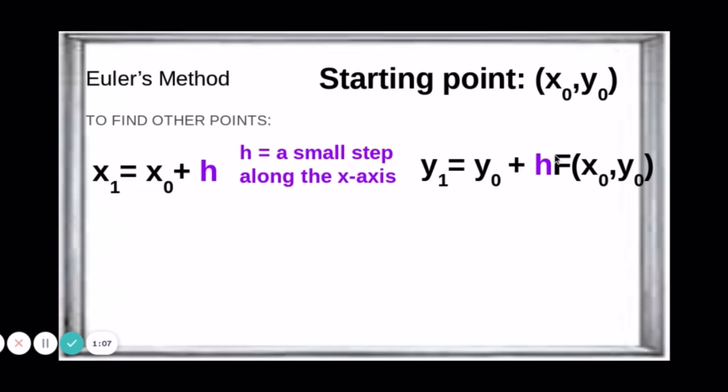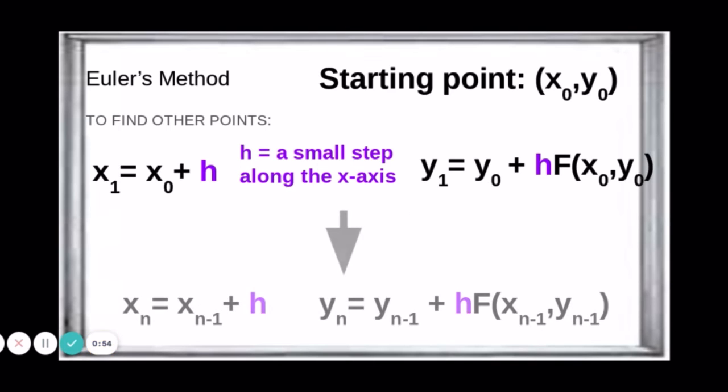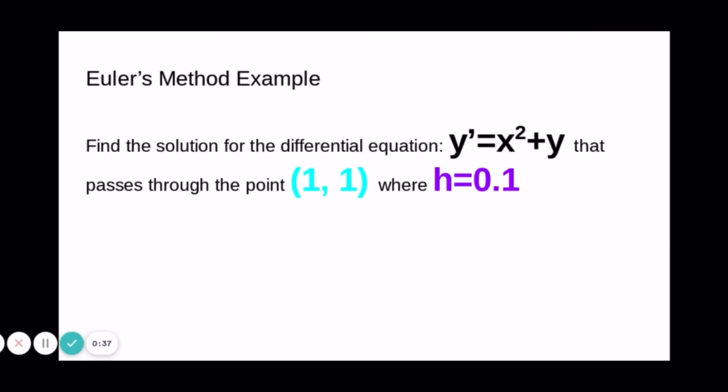And then you're adding your change in y to your initial y value to find your new y value, which is y1. This doesn't just work for x1 and y1 and x0, y0. You can put any value in there. So it can be expressed by this formula with n's instead of numbers. So basically all this is saying is that your new x value is your starting x value plus h. Same goes for the y formula.